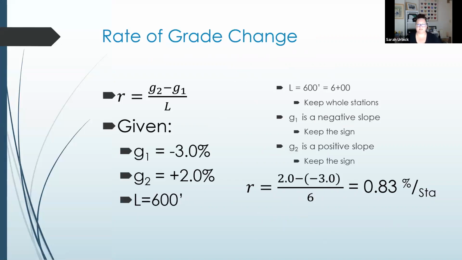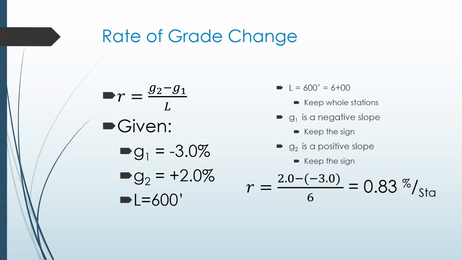If we are given this sample problem, our first grade is a negative 3%. Our second grade, sounds really funny saying second grade all the time. Our grade 2 is a positive 2%. What kind of curve do we have? A sag? Absolutely a sag. Going down and then coming back up.